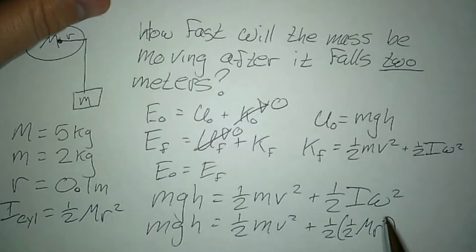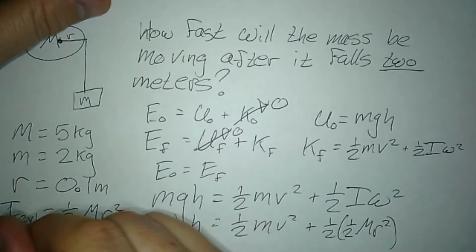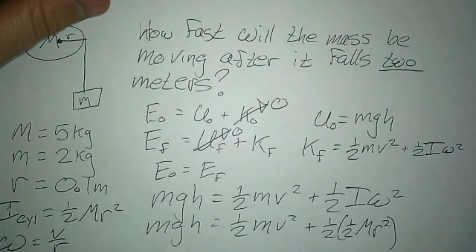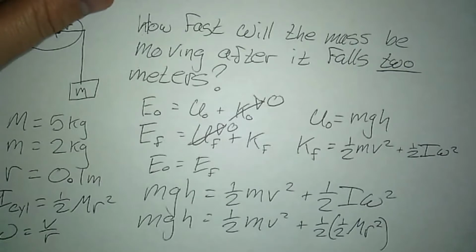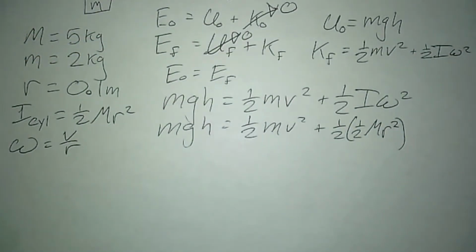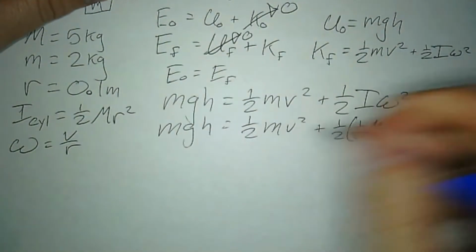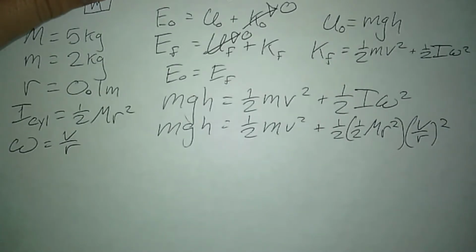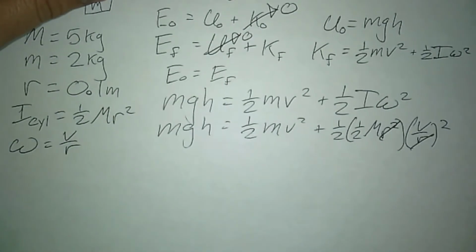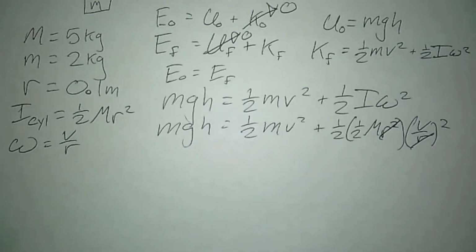And then omega, as always, we've done omega before. We know that omega is equal to V over R. And we want to put it in terms of V, because it's more standard, it's a little bit easier to work with for us. So let's slide this paper up. Okay. So now I can replace this with V over R squared. And just like before, hey, this R and that R cancel, right?